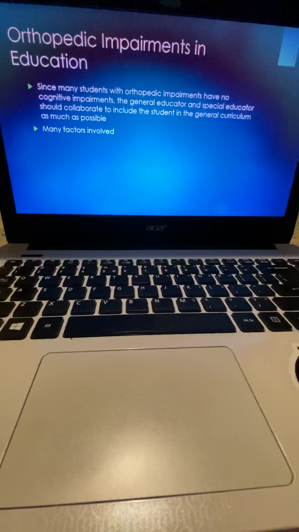Now, orthopedic impairments in education: because some of these students with orthopedic impairments do not have cognitive impairments, it's very important that as educators we collaborate as much as possible with the students so that we can accommodate them to the curriculum as much as possible. However, each individual with an impairment has many factors involved that determine their limitations and what we can do in order to provide them with an education.